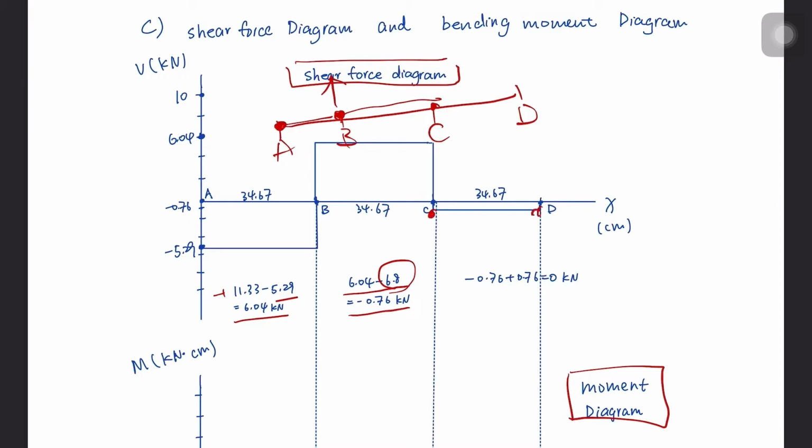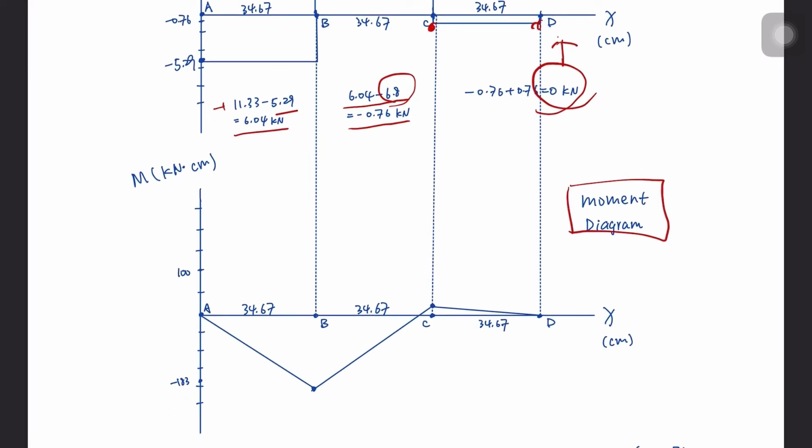And then for D, it's from C to D, it's a positive 0.76 kilonewtons. So it adds up to 0, which is what we want. And then let's move on to the bending moment diagram.